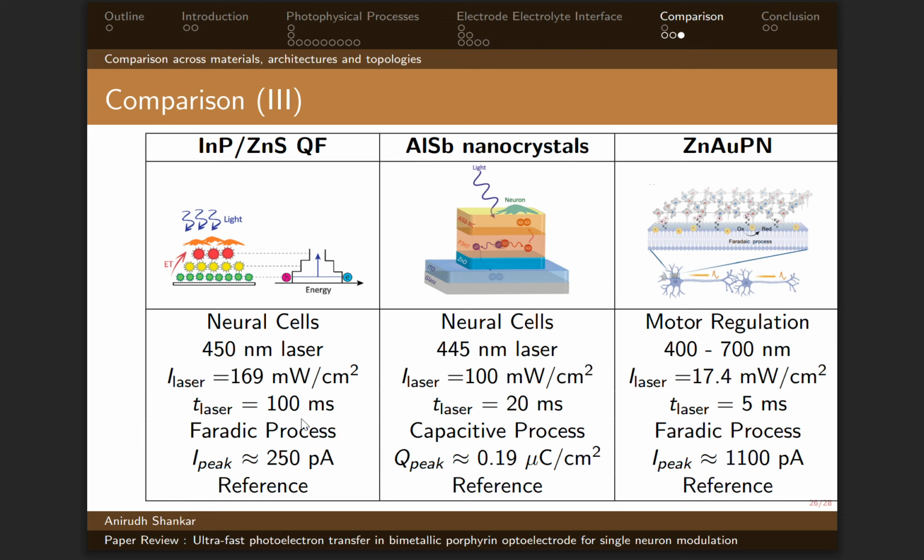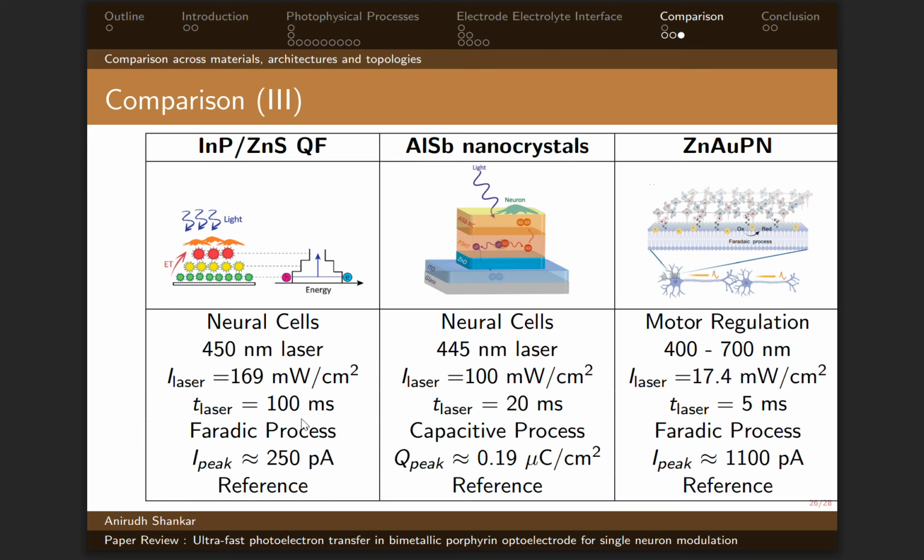And another possible structure that was used for neural cell stimulation is aluminum antimony based nanocrystals. They also were excited with typically about the same wavelength, 445 nanometer, and an intensity of 100 milliwatt per centimeter square and the time period being 20 milliseconds. The peak charge reported was 0.19 microcoulomb per centimeter square, and it was attributed to a capacitive process.